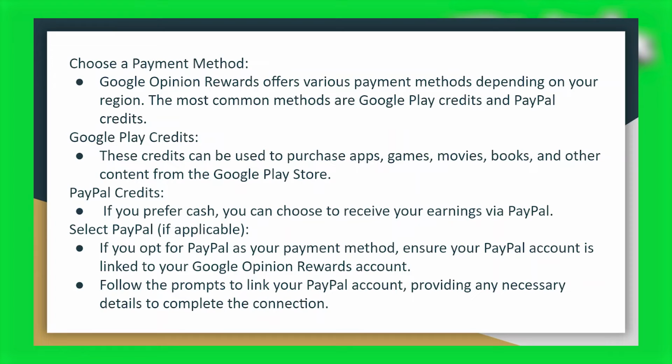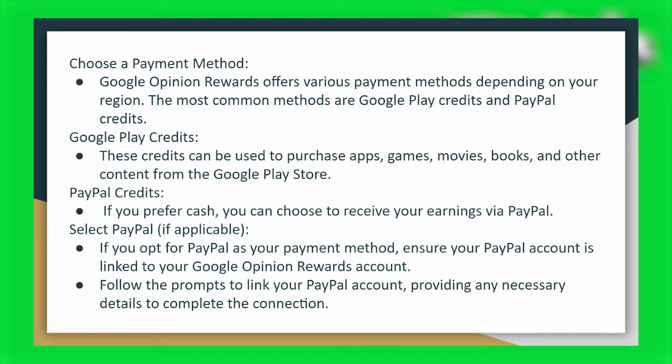Google Opinion Rewards offers various payment methods depending on your region. The most common methods are Google Play credits and PayPal credits. These credits can be used to purchase apps, games, movies, books, and other content from the Google Play Store. If you prefer cash, you can choose to receive your earnings via PayPal.